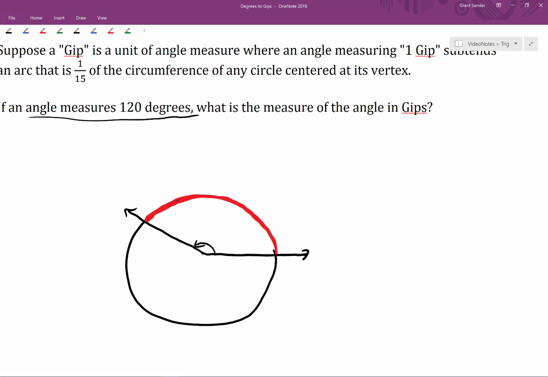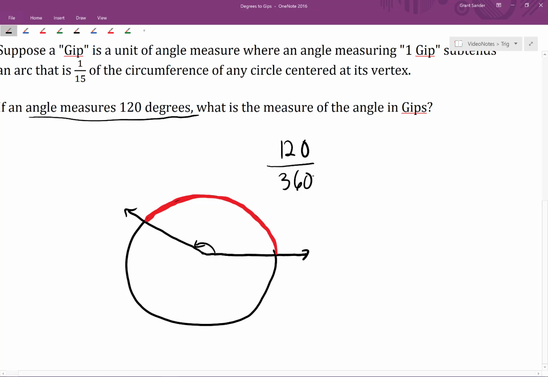So if we want to convert this measure in degrees to a measure in gips, we need to ask ourselves what fraction of a full rotation this angle is, or what fraction of the full circumference that subtended arc is. This angle has a measure of 120 degrees, and there are 360 degrees in a full rotation. So this angle is 120 divided by 360 of a full rotation, which means that the arc subtended by the angle's rays is 120 divided by 360 of the full circumference.